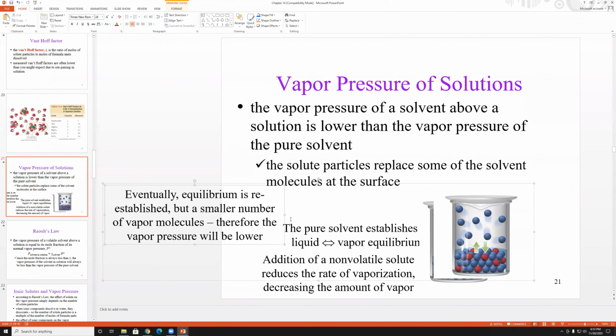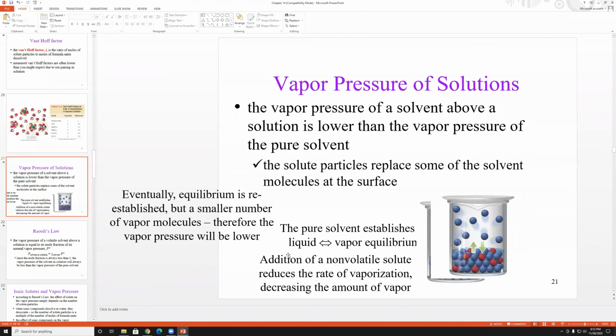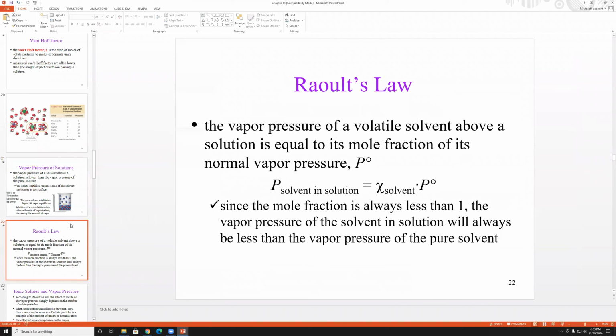And let's see, the pure solvent establishes a liquid-vapor equilibrium. Addition of a non-volatile solute reduces the rate of vaporization, decreasing the amount of vapor. Yes, it's basically the same concept. It's going to strengthen the liquid. Raoult's law: the vapor pressure of a volatile solvent above the solution is equal to the mole fraction of the normal vapor pressure. So what that means is that you can tell the new vapor pressure based on the mole fraction of the solvent.